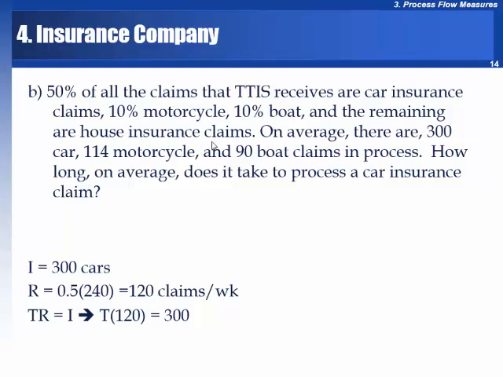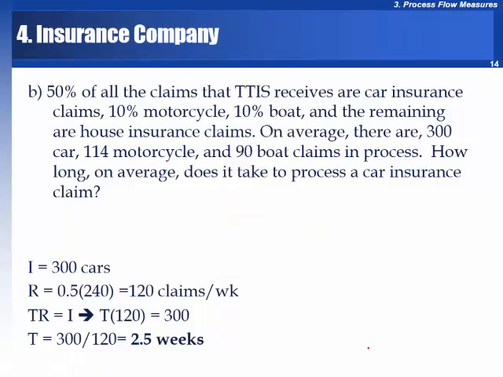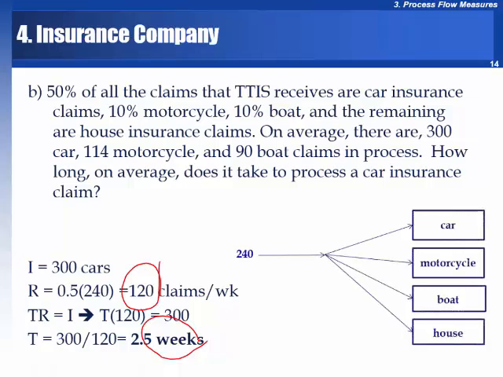T times 120, which is R, equal to inventory, which is 300. Solve the problem. 2.5. 2.5 what? 2.5 weeks. Why weeks? Because this 120 was in terms of week. If we would have used the yearly throughput, then the number we would have got here was in terms of year. So the pictorial representation of the problem is like this.